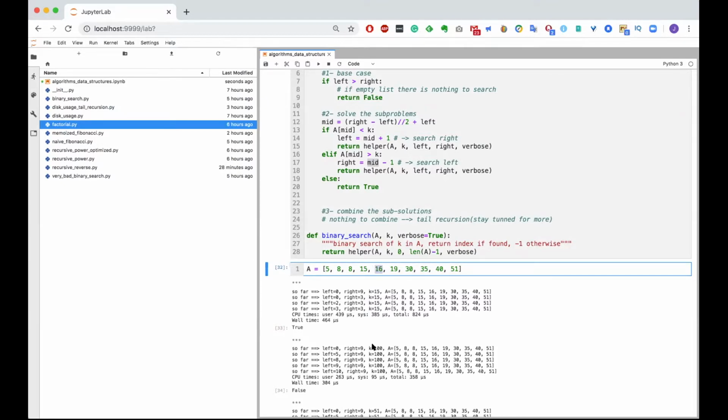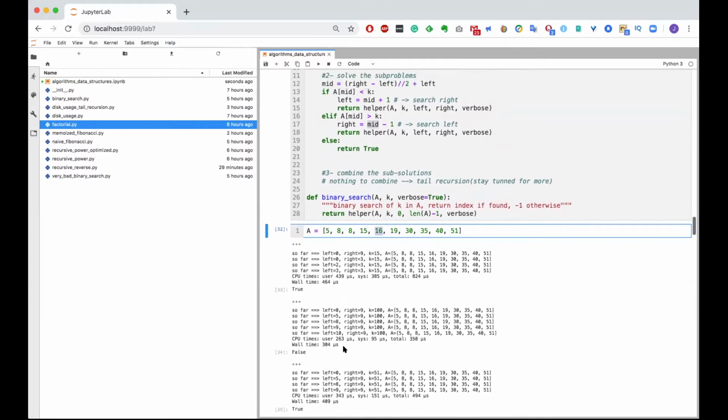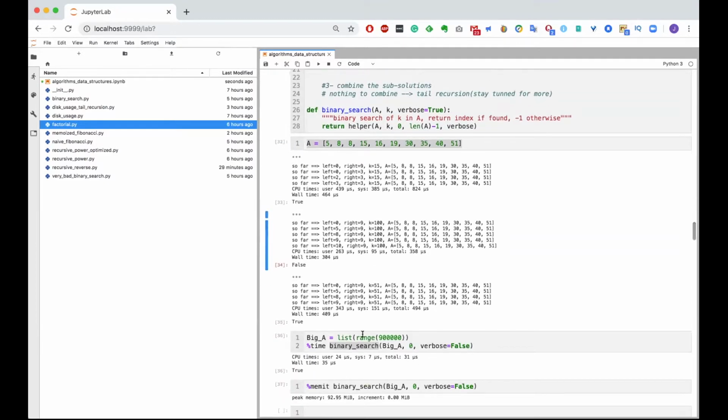And you keep iterating like this. And you can see for the case of k equals 100, obviously 100 is not here, so we are just going to return false. And for the case of 51, we're going to return true because it's here at the end. So this is it for binary search. I'm going to move back to the slides.